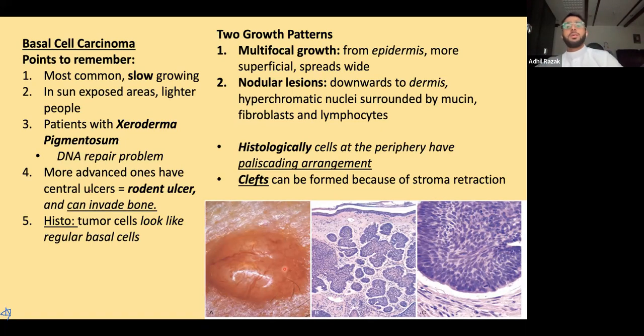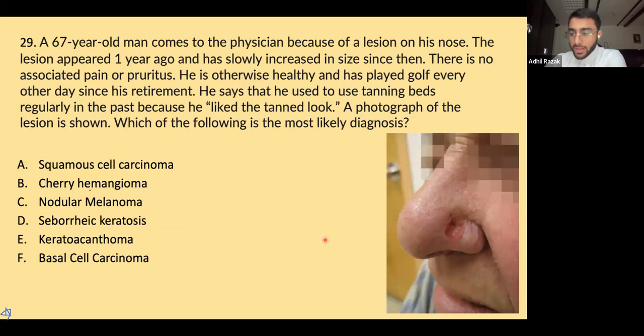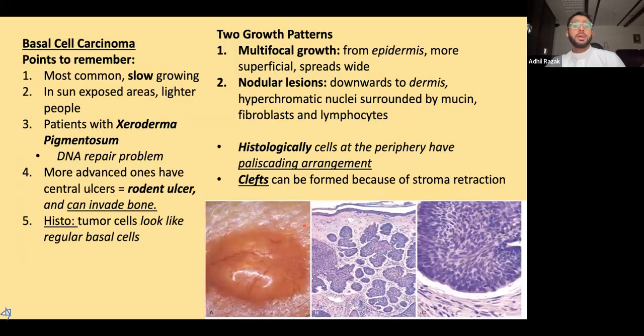And most of the time, squamous cell carcinoma looks like this. Basal cell carcinoma looks like this, or a flat lesion like this, and it's very slow growing and it increases in size. But squamous cell carcinoma, on the other hand, has relatively faster growth, and it is ulcerated, and it looks way messier.